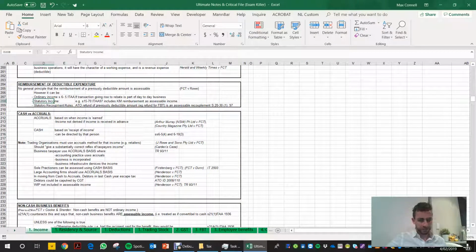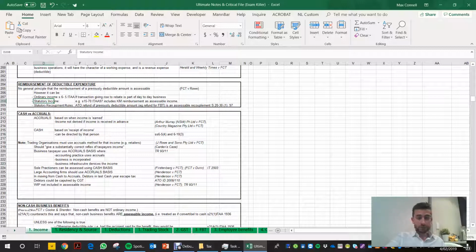Here's the statutory income. It's a very specific one, so kilometre reimbursements are actually statutory income. Just a random section reference you have to remember and say, yep, that's statutory income. And another very specific rule, so an ATO refund of a previously deductible amount, e.g. a refund from FBT, is an assessable recoupment.